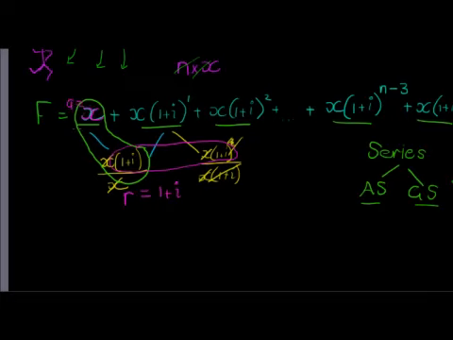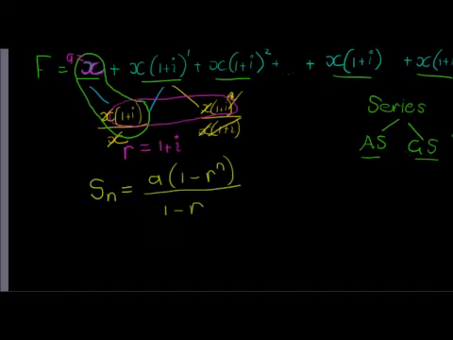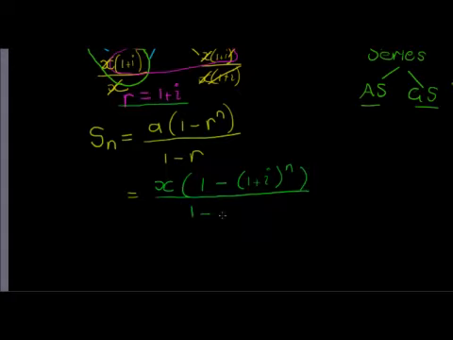Do you recall the formula for the sum of the geometric series? The sum of the geometric series, a finite sum, is my first term, 1 minus r to the n, over 1 minus r. So let's just go and substitute in there. We saw our first term is indeed x. My constant ratio is 1 plus i, so 1 minus 1 plus i to the power of n, and all this is being divided by 1 minus 1 plus i.